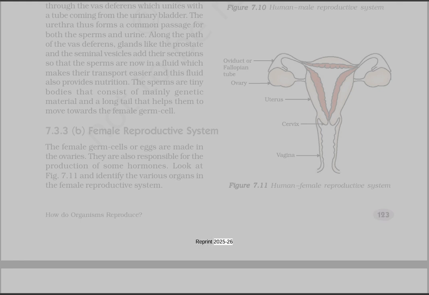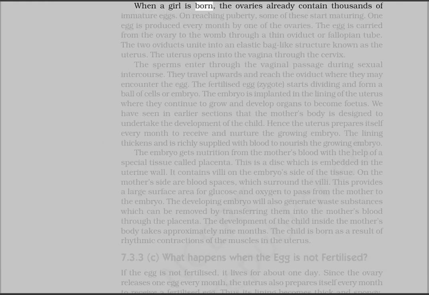When a girl is born, the ovaries already contain thousands of immature eggs. On reaching puberty, some of these start maturing. One egg is produced every month by one of the ovaries. The egg is carried from the ovary to the womb through a thin oviduct or fallopian tube. The two oviducts unite into an elastic bag-like structure known as the uterus. The uterus opens into the vagina through the cervix. The sperms enter through the vaginal passage during sexual intercourse. They travel upwards and reach the oviduct where they may encounter the egg.